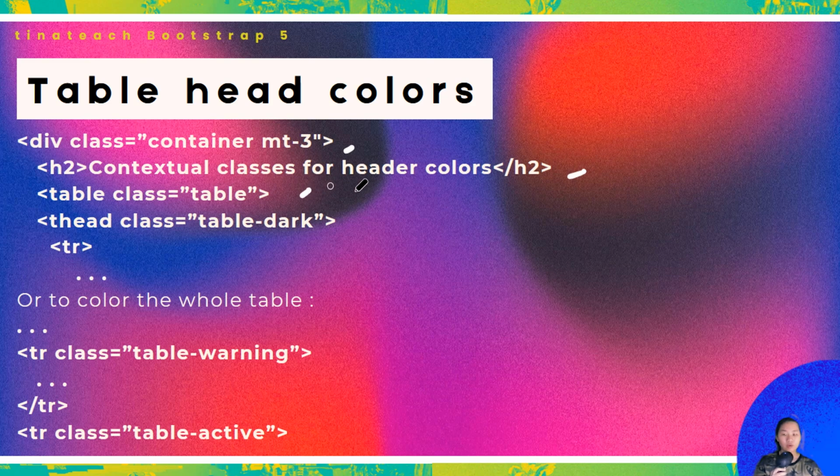You have table and thead, you say table-dark, and it will give you a dark color. You can also color the whole table with table-warning, table-active. Okay, depending on which element, TH, TR, TD, that you put the class in, it will color correspondingly.